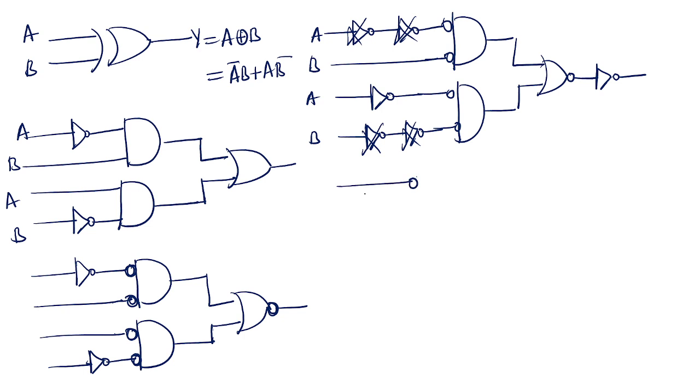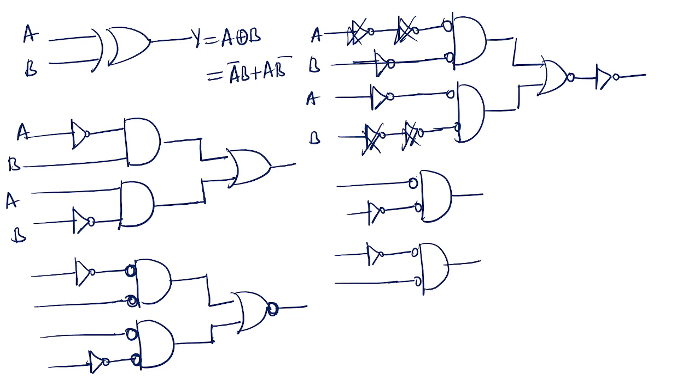One second. Here you need to add the inverter. You are asking here, no? Yeah, here you need to add the inverter. Next, this one inverter is connected with the bubbled one, and next inverter bubbled, and this is given to NOR gate. Now replace all the gates with NOR gates.